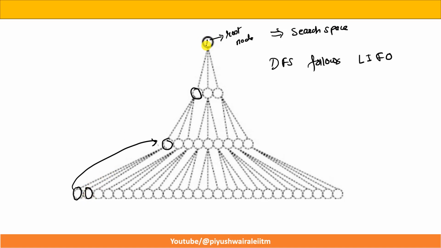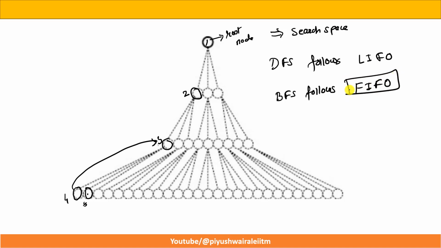So this is my node 1, then this is my node 2, this is my node 3, this is my node 4, and this will be my node 5. So in the case of DFS, my fifth node will be this one. But what happens in the case of BFS? BFS follows which principle? That is the first in, first out principle.